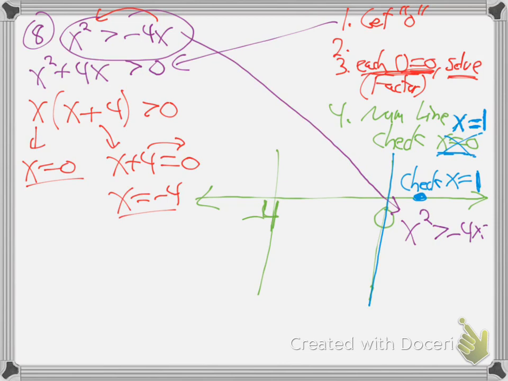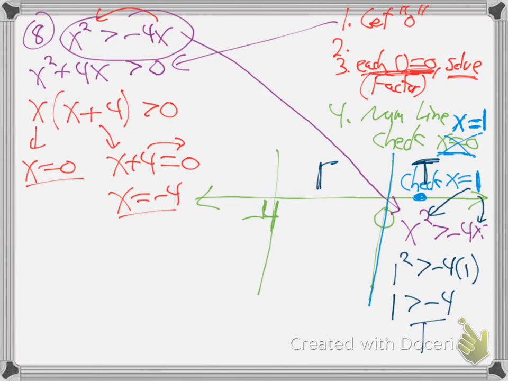So take that 1, put it in. 1 squared is greater than minus 4 times 1. 1 is greater than minus 4. Is 1 bigger than minus 4? Yeah, that's true. So this is a true section, which means the next one is false, and this one's back to true. It's another true.